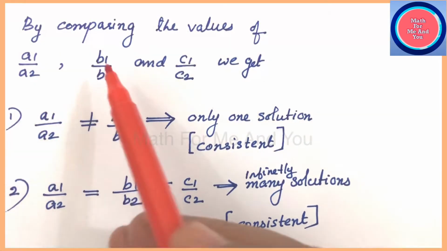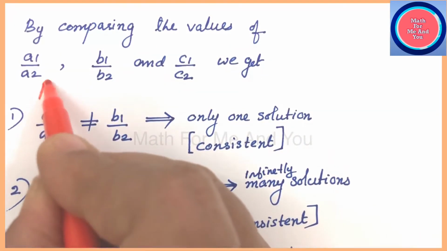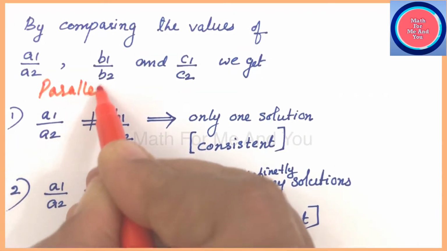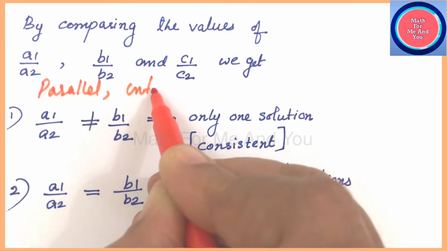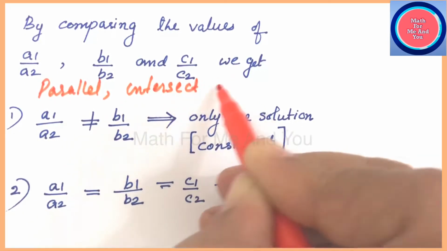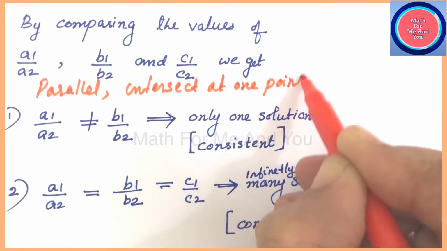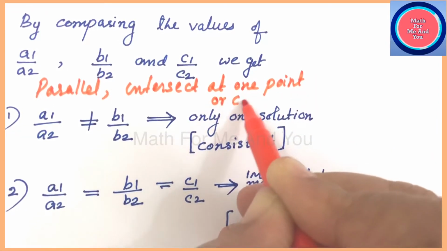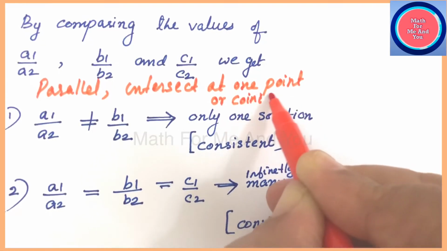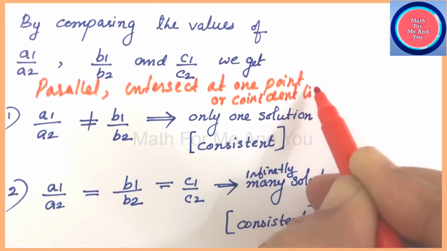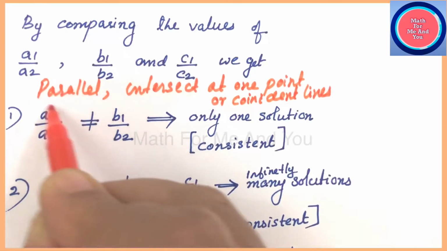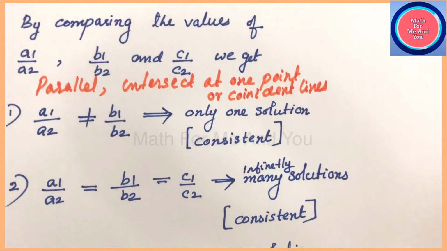Also, by the same comparison, we can understand the relationship between the coefficients for parallel lines, what the relationship is if two lines intersect at one point, and at which condition we could say the lines are coincident lines. Okay, we can look at all these things.